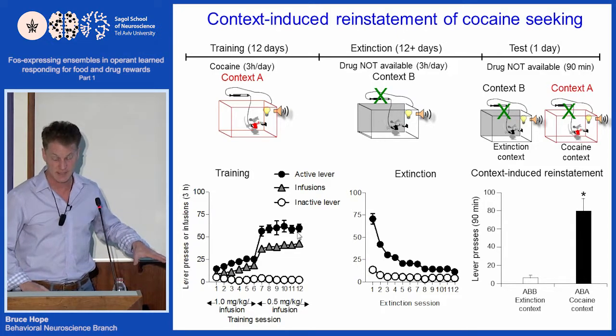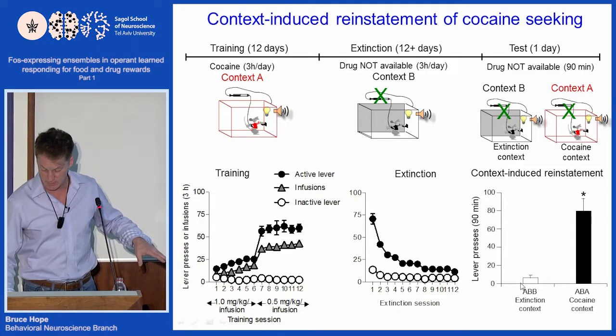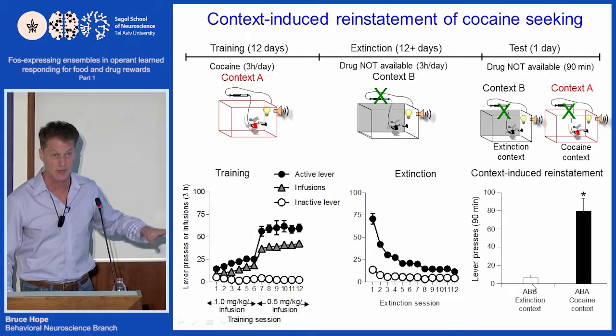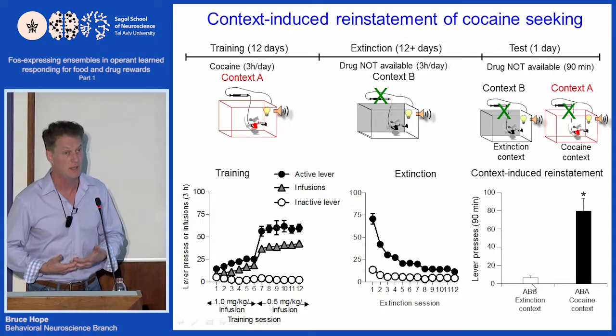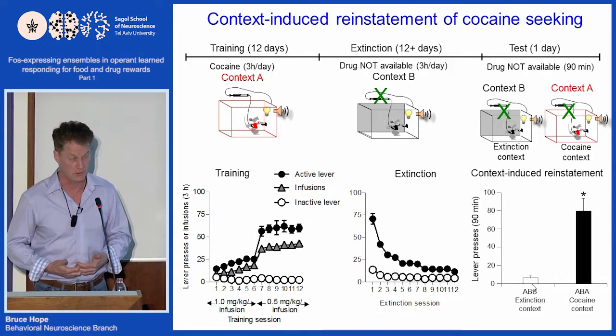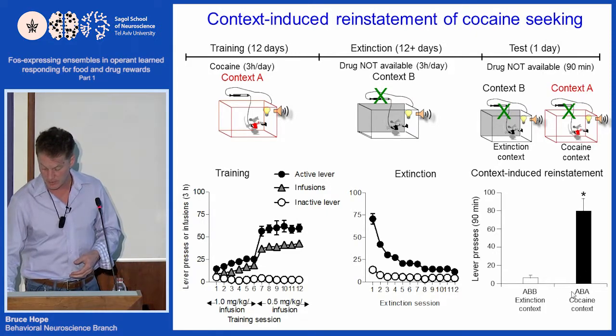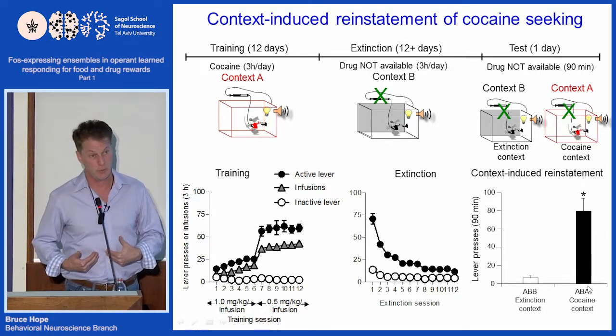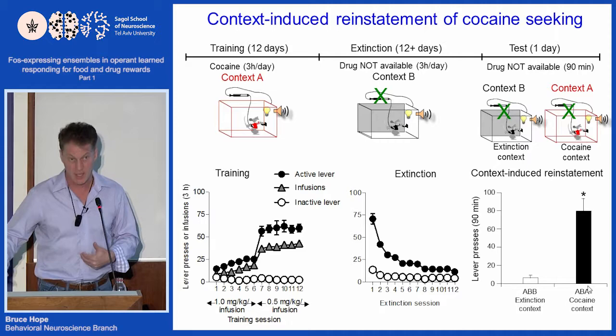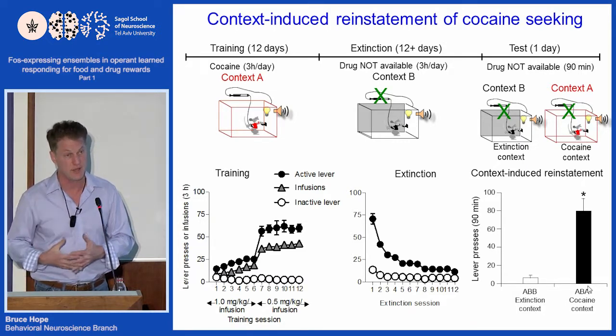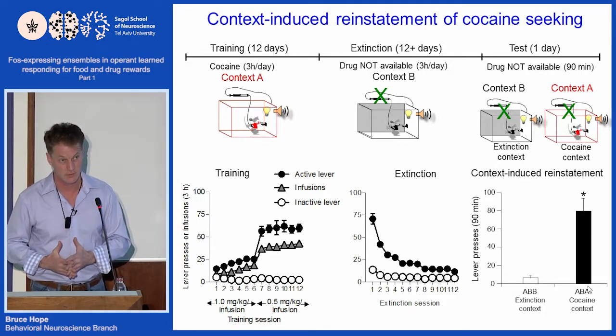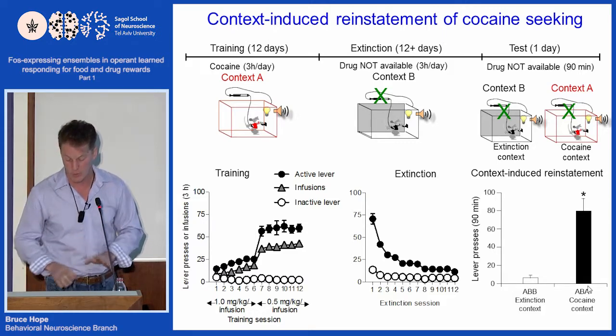That is, they'll decrease the responding on the lever because they're not getting drug anymore. But on test day, when they're placed back in the context B environment, they don't press again because they're not expecting to get a reward. But if they're placed in the drug-paired environment, they're expecting to get the drug reward even though they're not getting it on test day. And they'll press quite a lot for that. And that's called context-induced reinstatement. Okay. This is the behavior component.